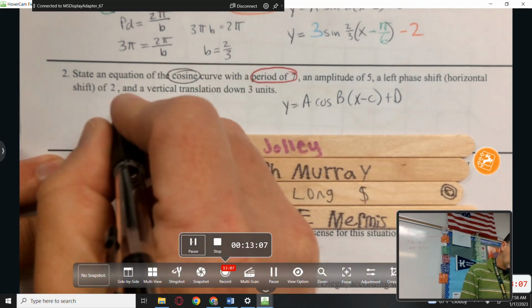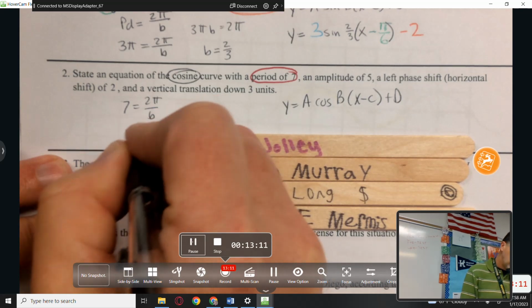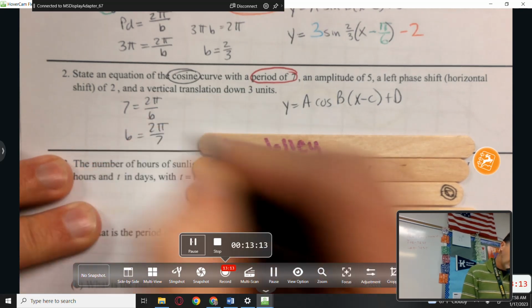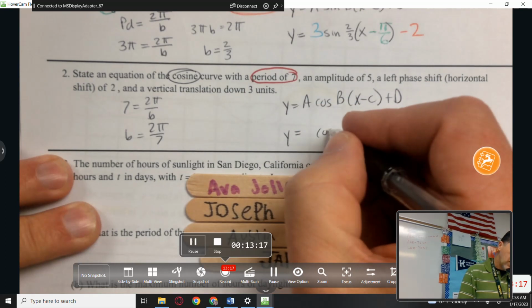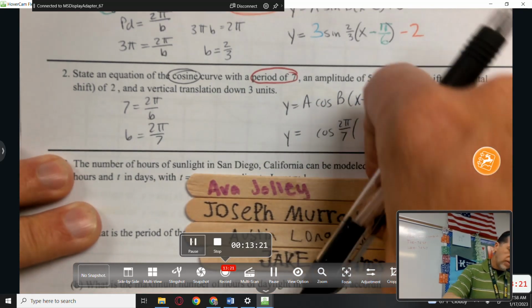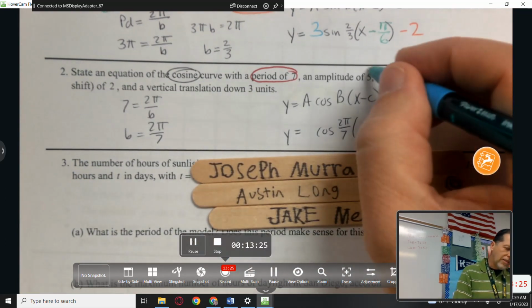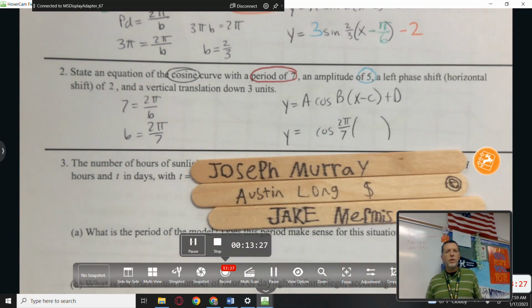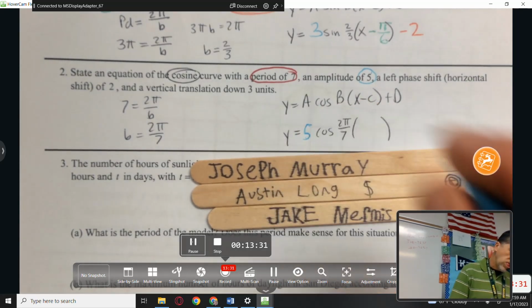So 7 equals 2 pi over b. So yeah, move things around a little bit. And b equals 2 pi over 7. Joseph, how about the amplitude of 5? What is that? Where does that go in the equation? That's A. Good.